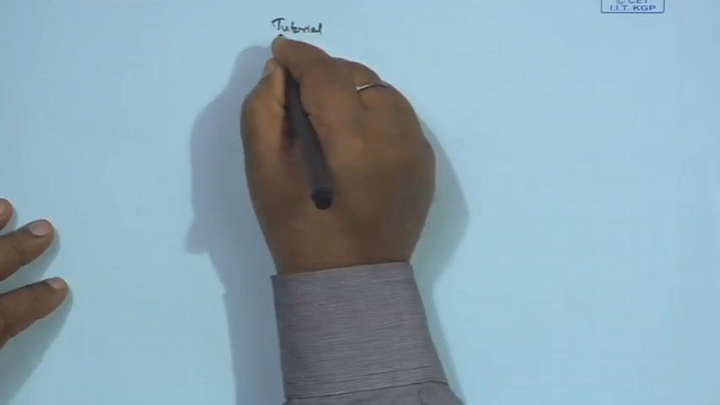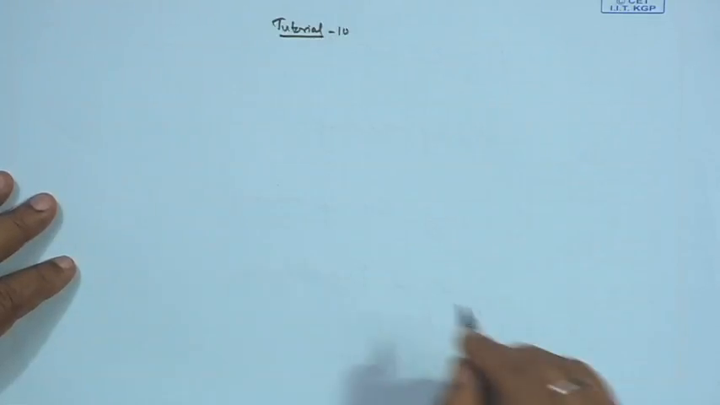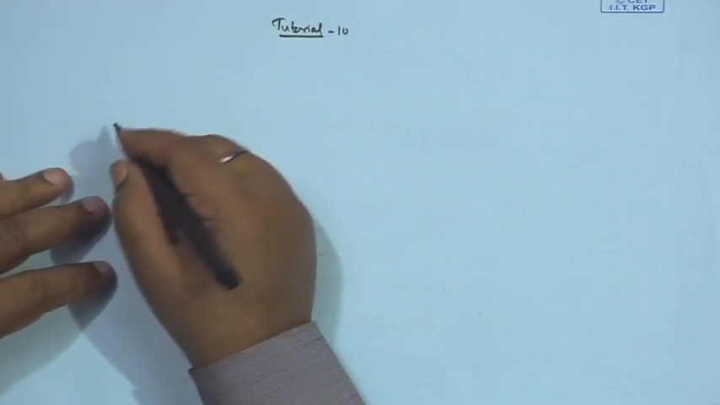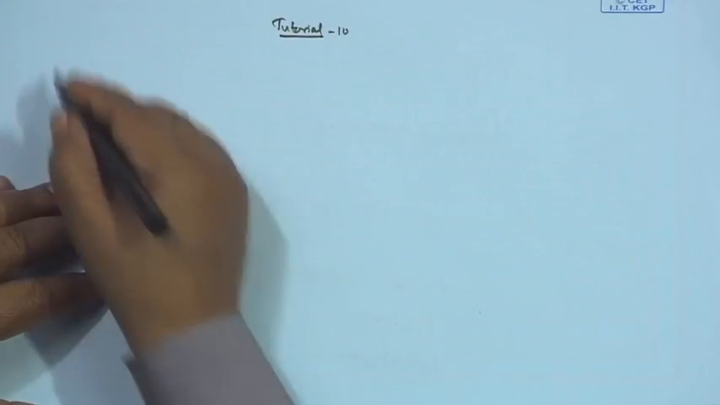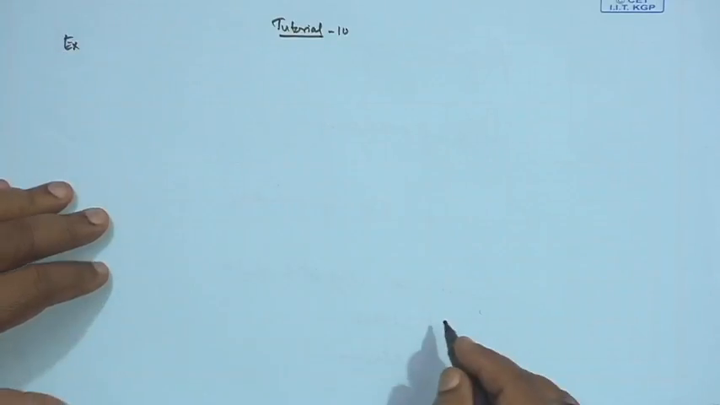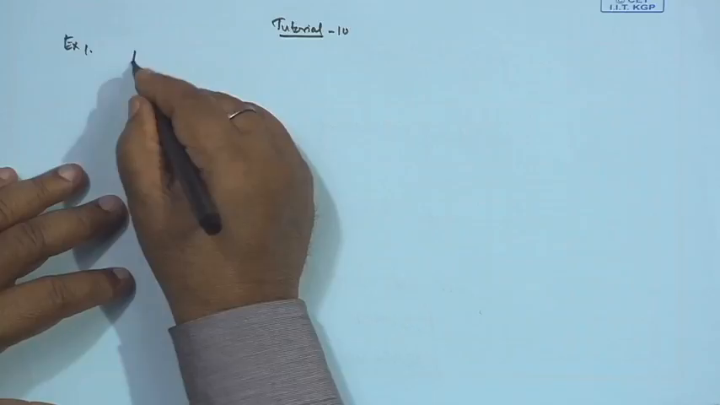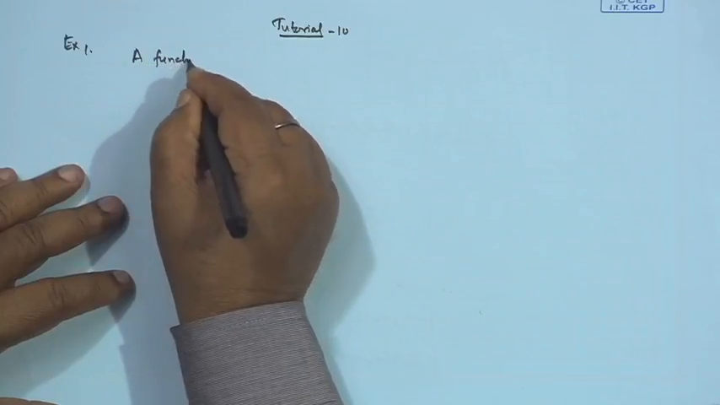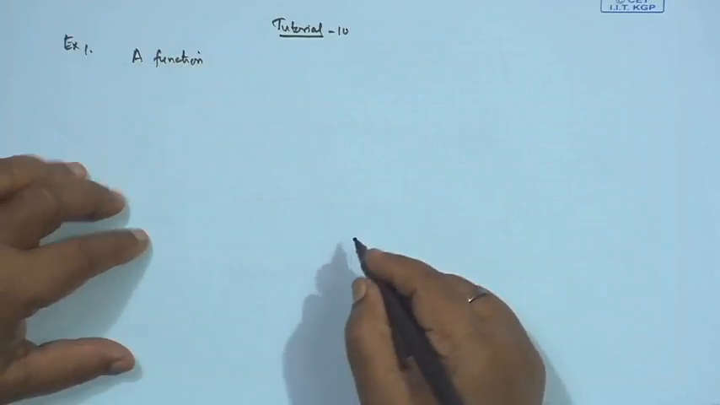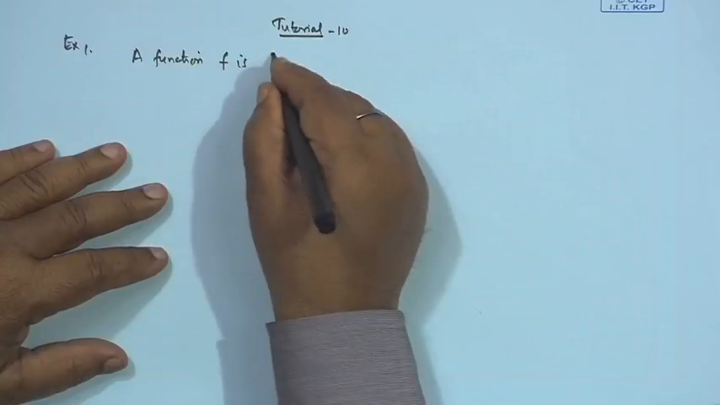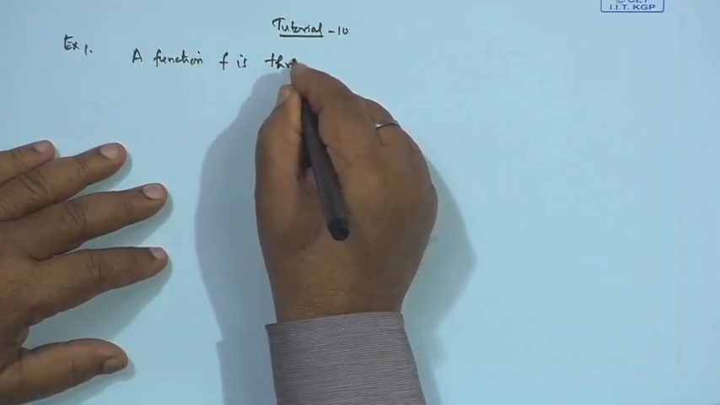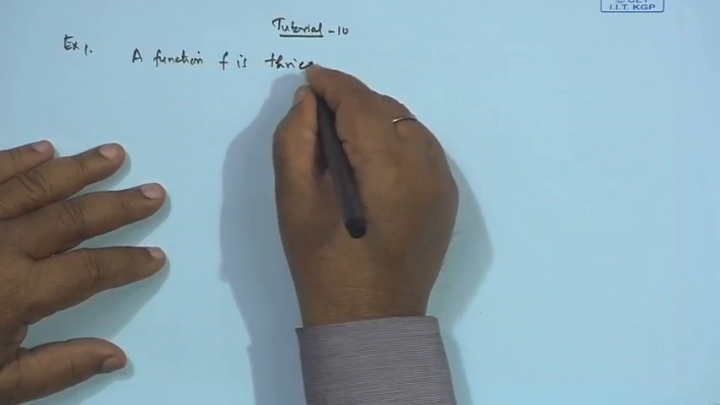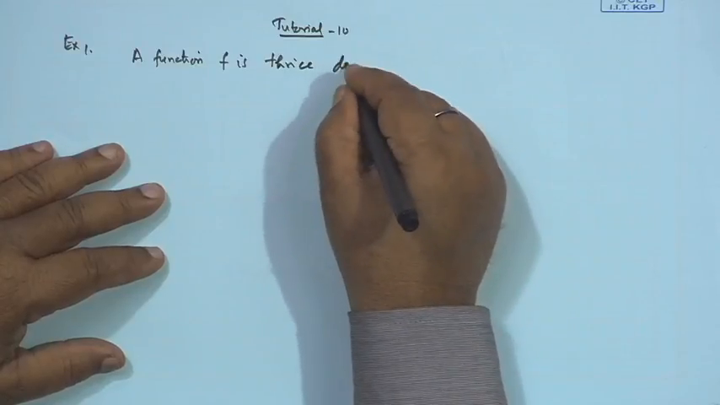So, this is the next lecture, in fact tutorial lecture, say 10. We will discuss a few problems based on the mean value theorems. So, the first problem: a function f is thrice differentiable.